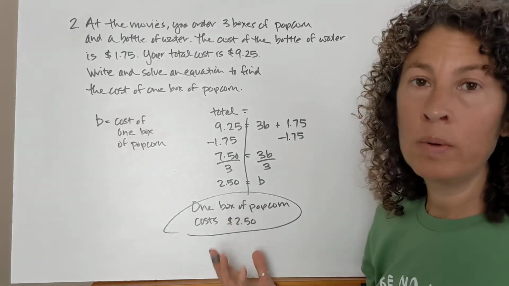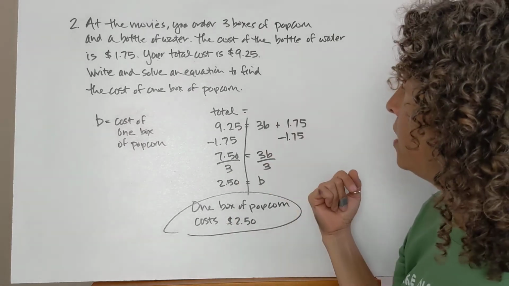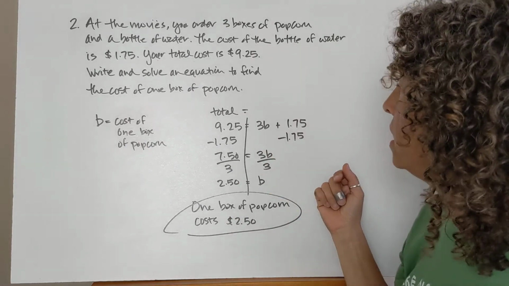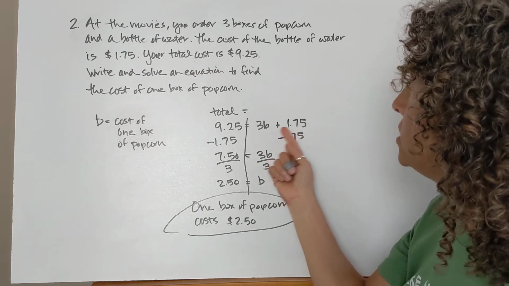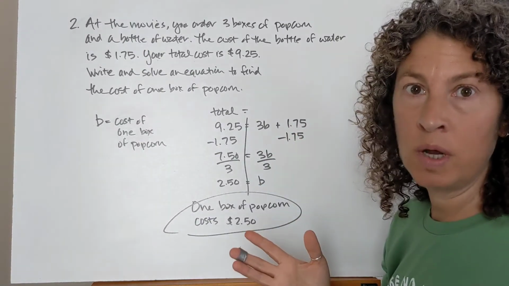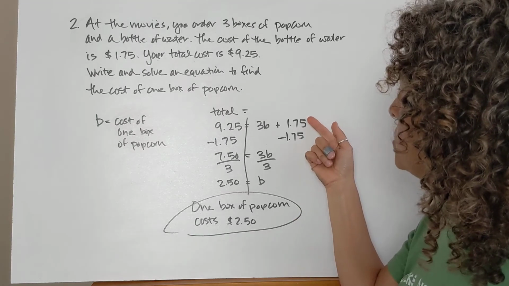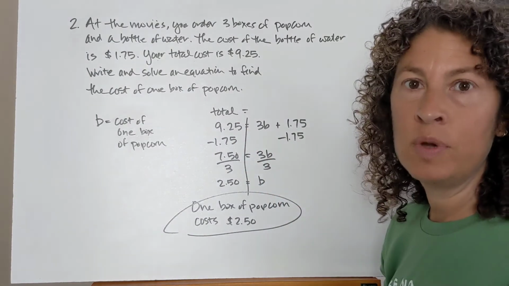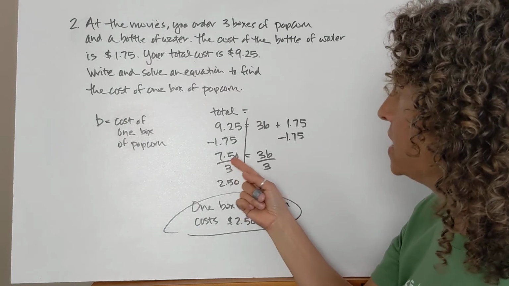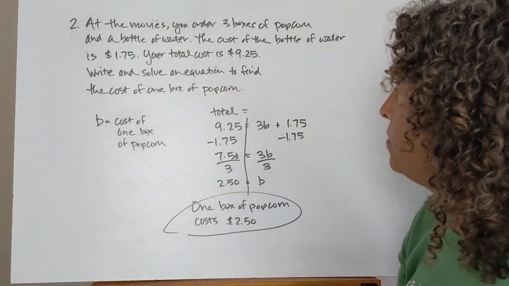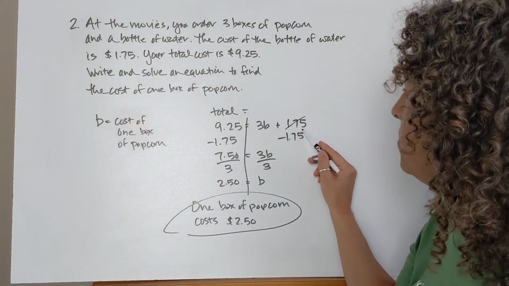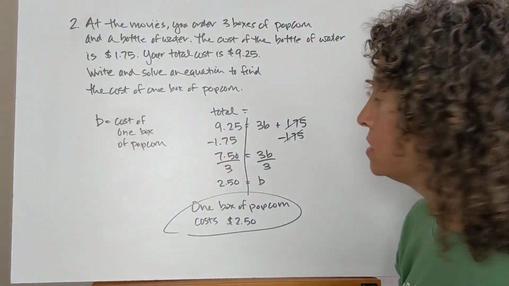From here, we're going back to solving our equations here. So no parentheses, good there. No like terms on either side, so I can breeze right by that step. Next, we're going to subtract the 1.75 from each side. So I do that. I get 7.50 equals 3B, again, because my 1.75 and my 1.75 cancel each other out.